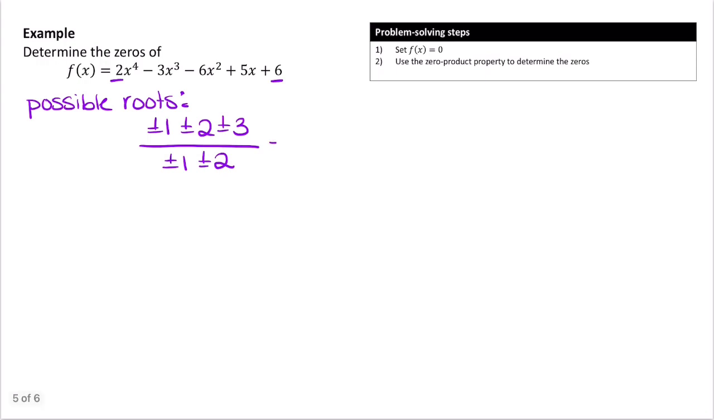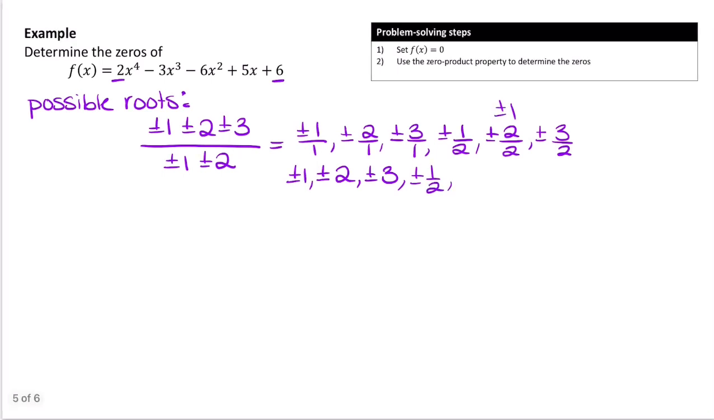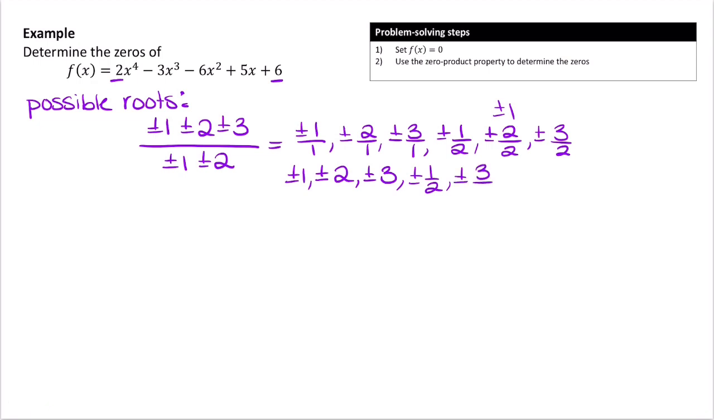So now let's set up those fractions. We have plus or minus 1 over 1, plus or minus 2 over 1, plus or minus 3 over 1, and then plus or minus 1 over 2, plus or minus 2 over 2, and plus or minus 3 over 2. So 1 over 1 is just plus or minus 1. 2 over 1 is plus or minus 2. 3 over 1 is plus or minus 3. Then we have plus or minus 1/2. Plus or minus 2 over 2 is plus or minus 1, so we don't need to write that again. And then we have plus or minus 3 over 2.